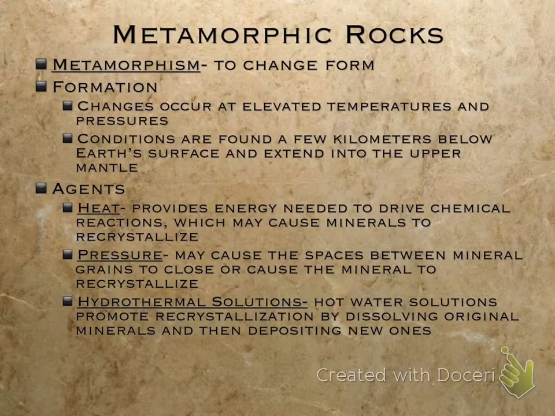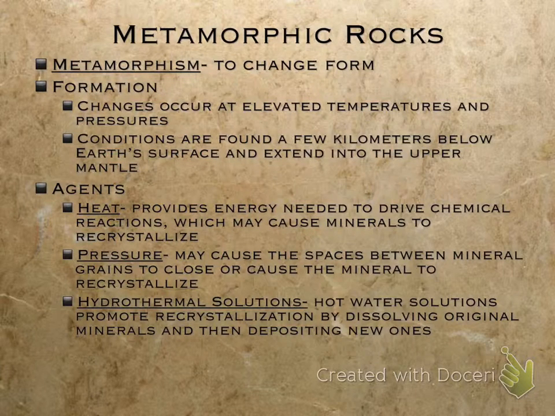So, a metamorphic rock, basically, metamorphism is to change form. So, meta means change, and morph means to basically morph or also change or form. So, formation, they occur when temperature and pressure increases. So you can have an increase in temperature or an increase in pressure or both.